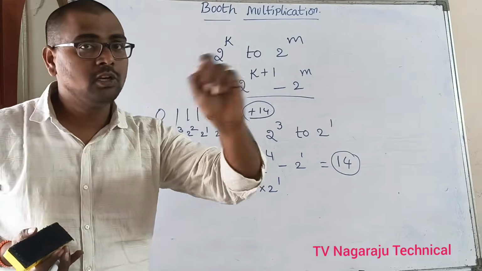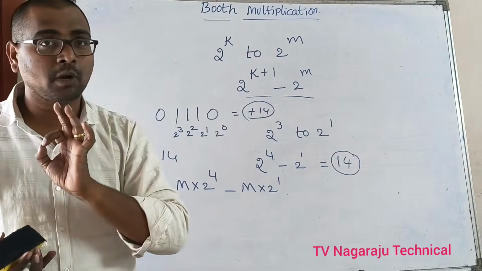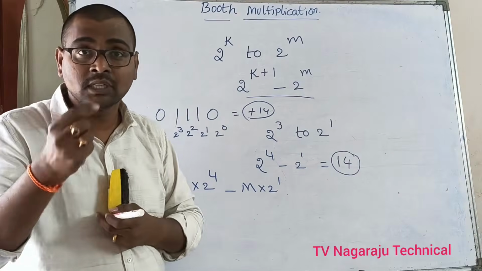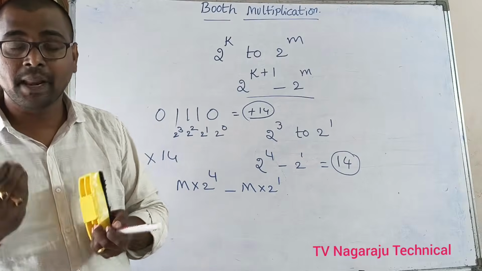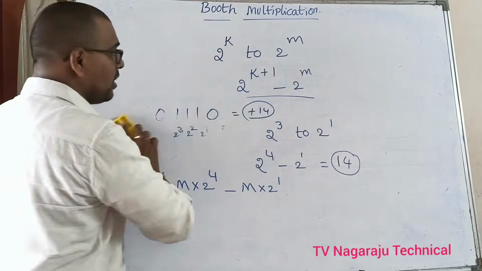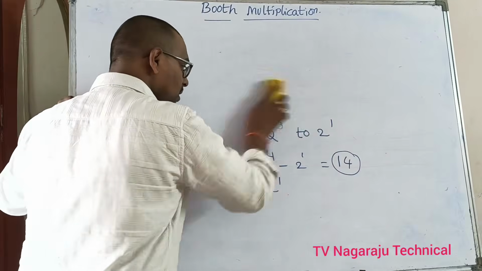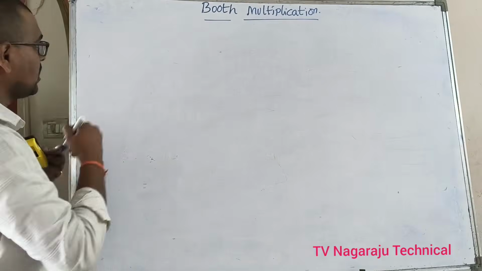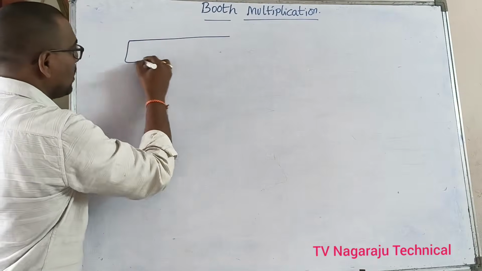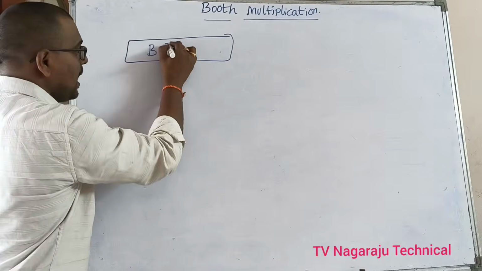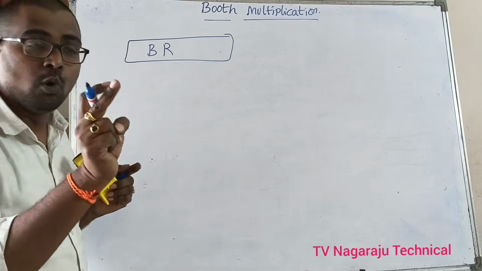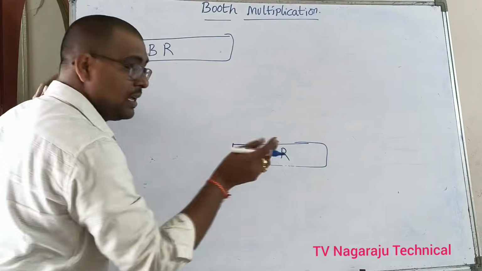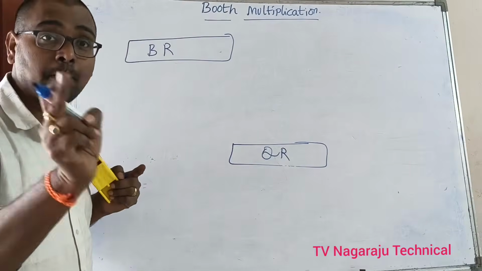In the signed magnitude method, we always add the partial products. But based on the bits, that is the strings of zeros and ones, we can do either addition or subtraction or leave it without any changes. Now, for clear understanding, we will move to the hardware implementation. Take two registers. One register is the BR register, which is used to hold the multiplicand, and the other is the QR register. The QR register holds the multiplier.